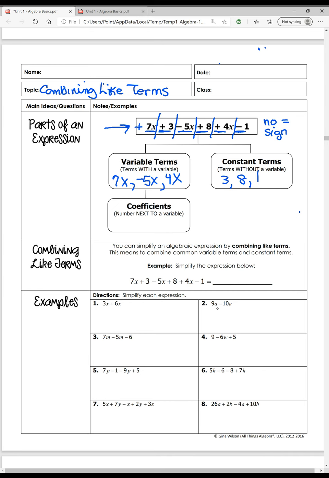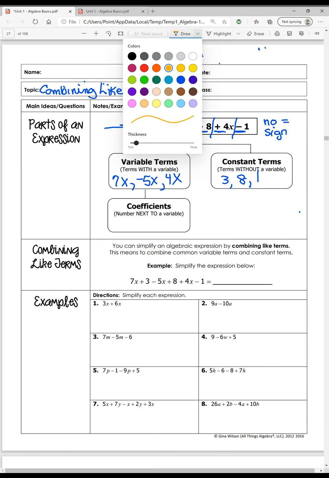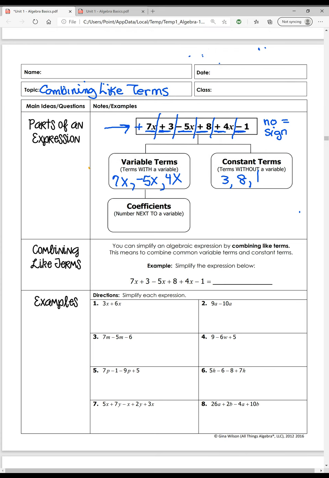The coefficients are the numbers that are in front of the variable. So let's use another color so we can circle those. The coefficients here are 7, 5, and 4. And remember, we use the negative sign and we include that. So that would be 7, negative 5, and 4.